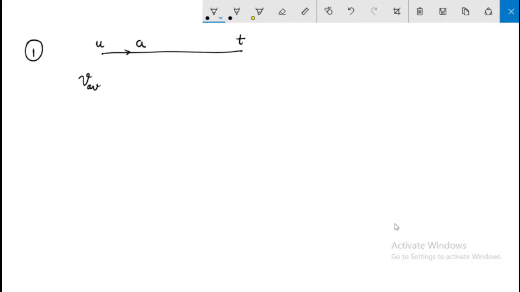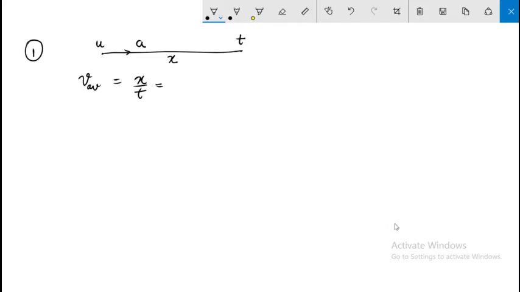So now first of all, in junior classes we have studied what average velocity is. It is total displacement upon total time. Suppose the total displacement during this interval is x and the time taken is t. So total displacement upon total time becomes x by t.